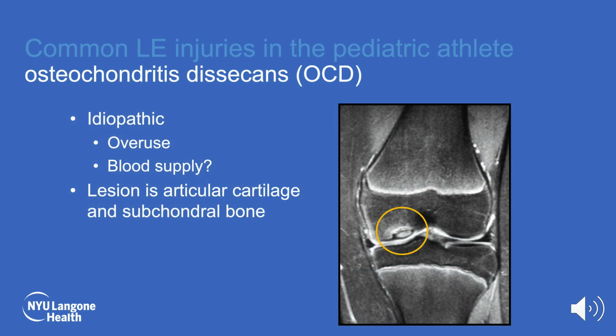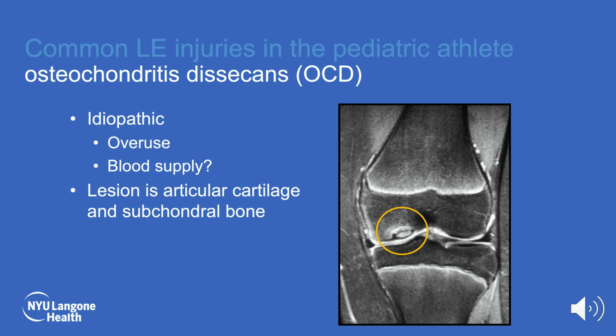All right, moving on to osteochondritis dissecans, or OCD of the knee. We don't really understand this, and so it's idiopathic. We think it's related to overuse because we tend to see it in kids who are particularly active, and we think it's related to a watershed area of the knee. And the blood supply becomes affected. The lesion involves the articular cartilage as well as the underlying subchondral bone. You can see here, this is an MRI demonstrating this.